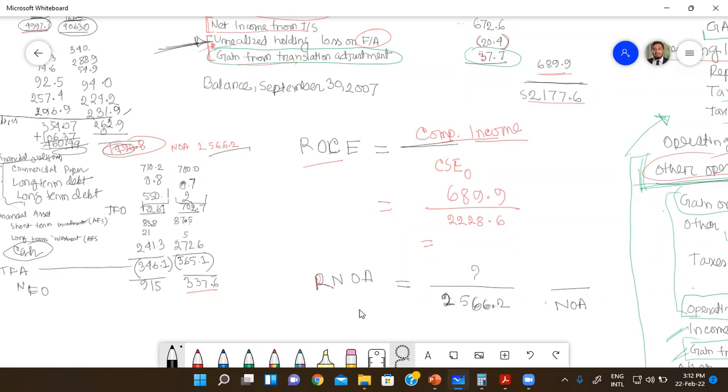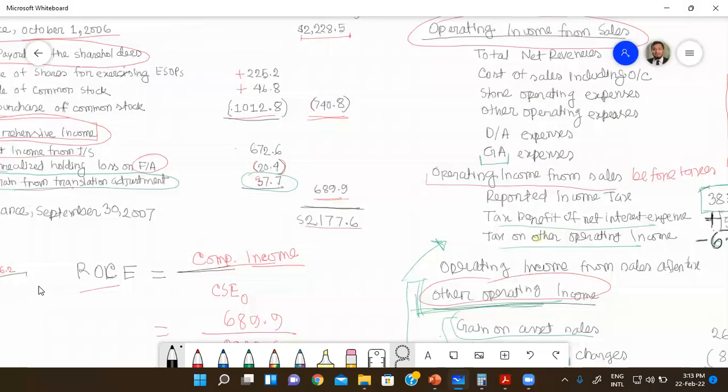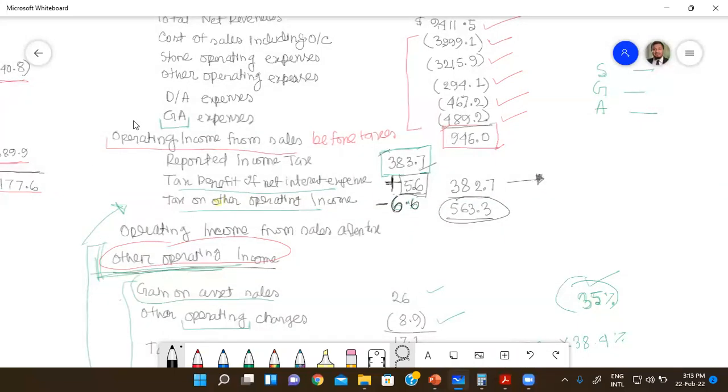Now, the question, what will be the numerator? The operating income, the financial income, or the net operating income, net financial income, or the comprehensive income? What do you think? With the net operating asset, which income is consistent with the denominator? Which income is consistent if we take it as the numerator? Okay, net operating income. Thanks. The net operating income is 719.5. I marked it a few minutes ago. You can recall. Here it is.